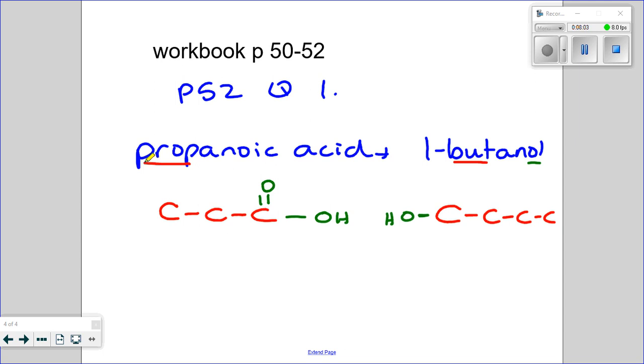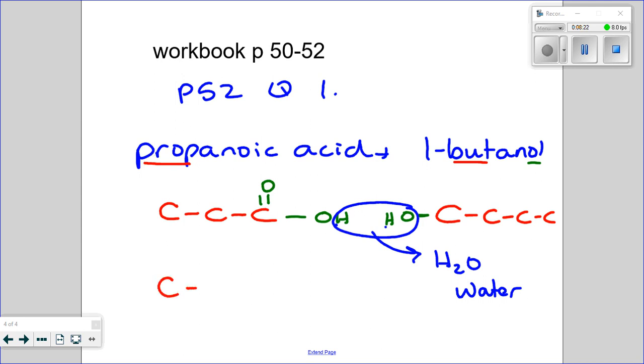I need 2 H's and an O. So I've got 2 H's here. I'm going to choose one of the oxygens, and it matters not which one you choose. But those 2 H's and that O react together to make H2O. This is water. What is left?